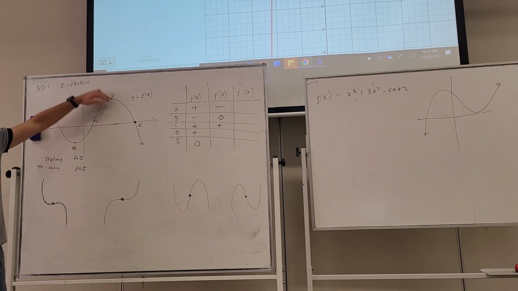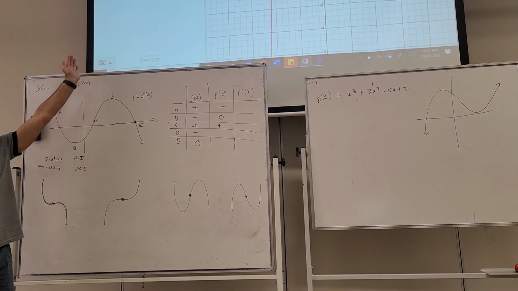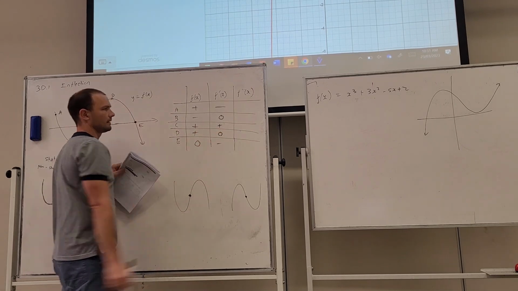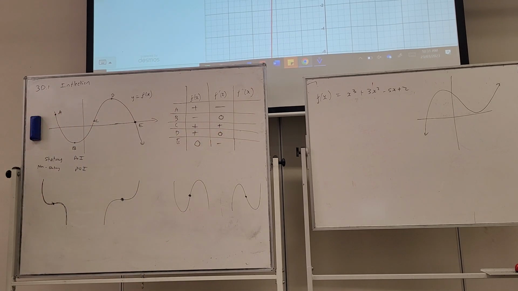At point D, again, we have 0 slope. Not increasing, not decreasing, it's horizontal. And at point E, we have negative slope going down. Okay, so then we get to the second derivative.